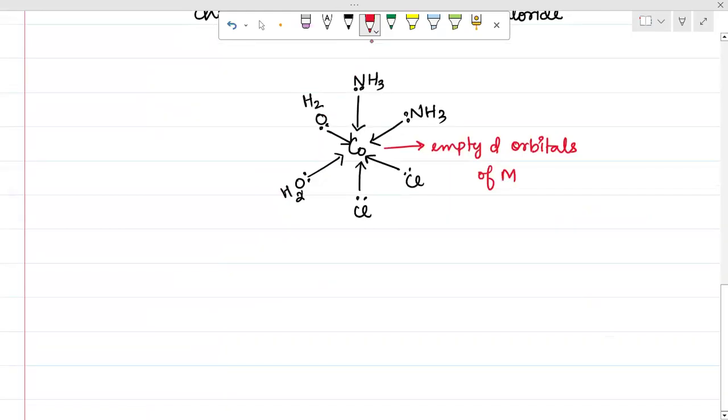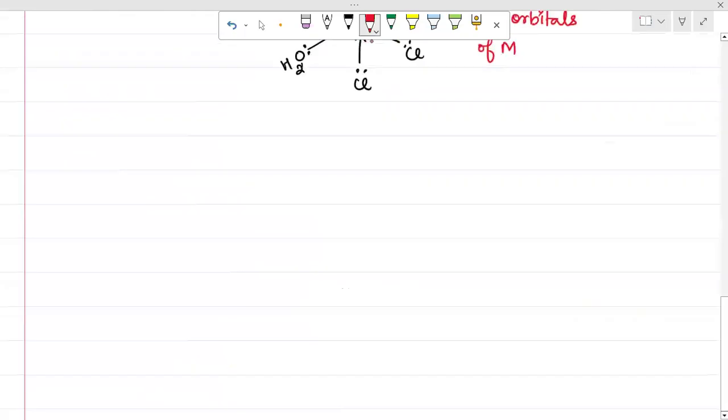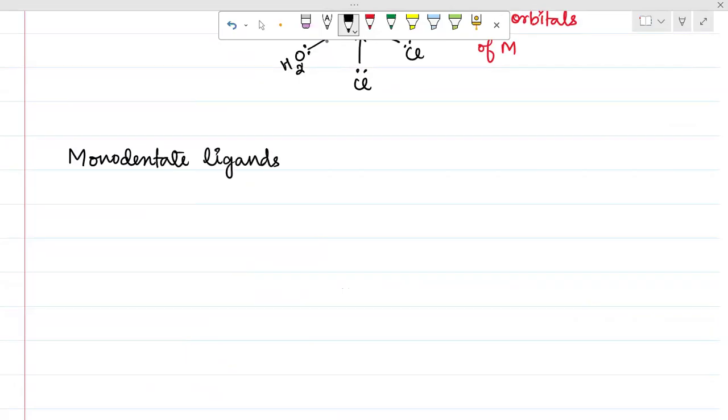So today we are going to learn about ligands. How do you name them? What are the different types of ligands? You have to know everything. So let's start with the first type of ligand that is called monodentate. Monodentate ligands. Mono means one. Monodentate ligands are those which can donate a lone pair of electrons from a single atom. From a single atom. For example, NH3.